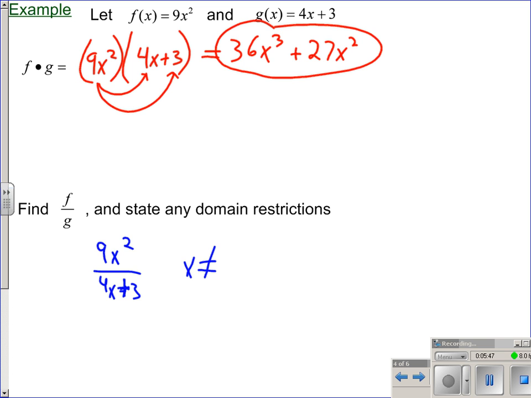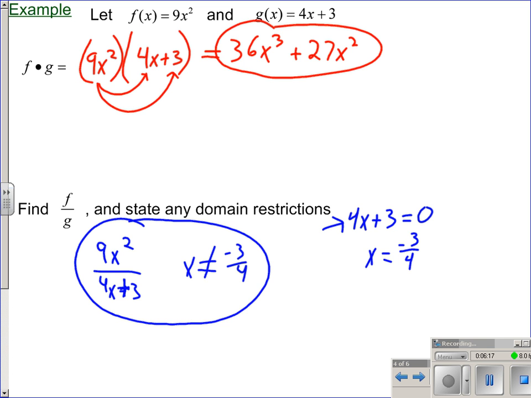Your denominator cannot equal 0. So the question is, what values of x make that happen? What we're going to do is set the denominator equal to 0 and solve for x. What we get is a negative 3/4. This negative 3/4 is the value of x that makes the denominator equal to 0. You can't divide by 0. So x cannot equal a negative 3/4. This is your answer.